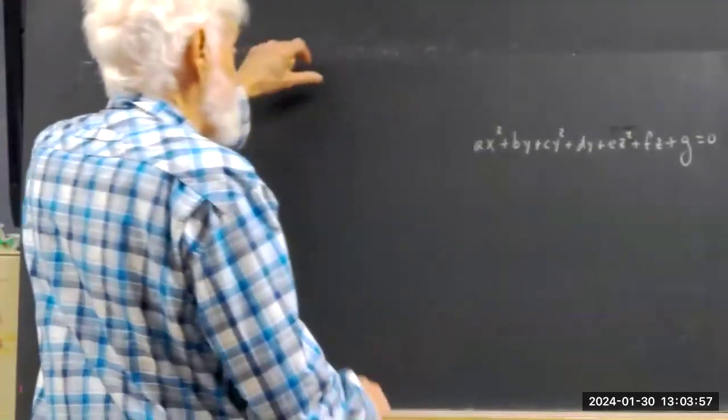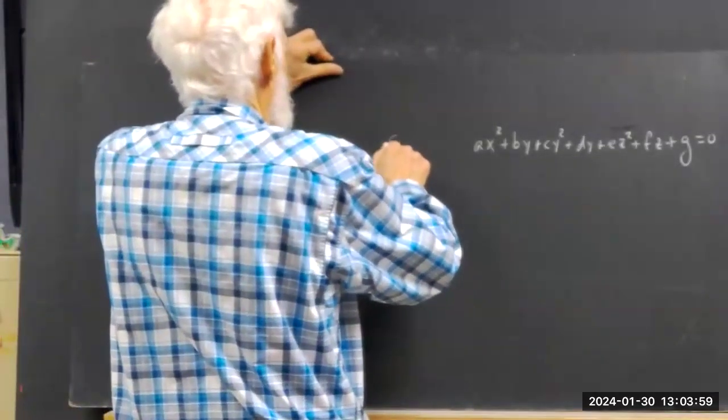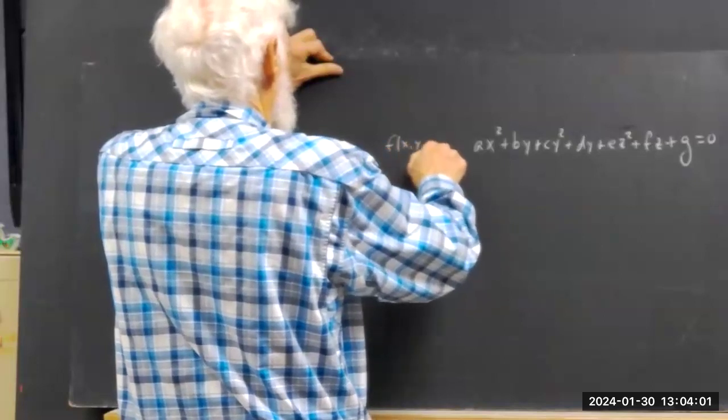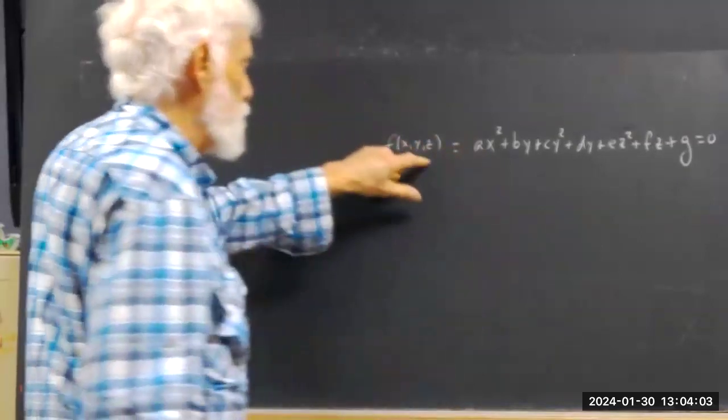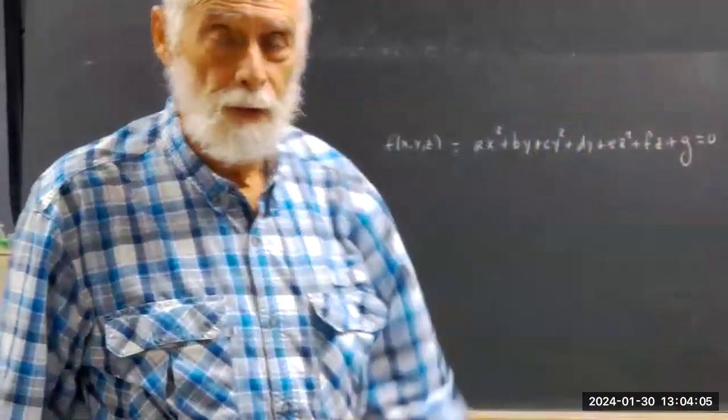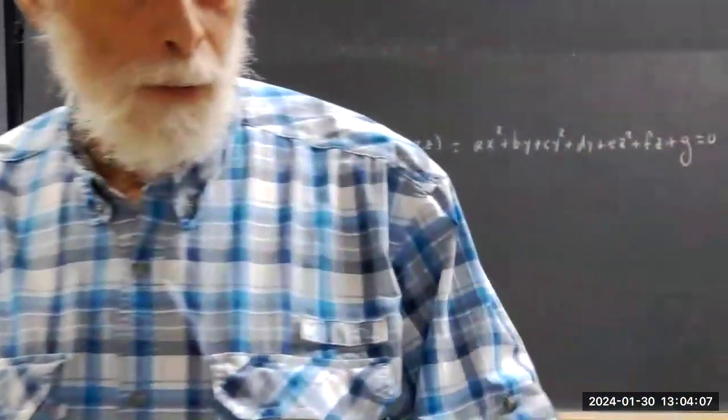Looks like this. That's just a function of X, Y, and Z. We could even say, okay, this is a function. It's three variable. And when we write this, that means that X, Y, and Z are considered variable. The other things are constant.